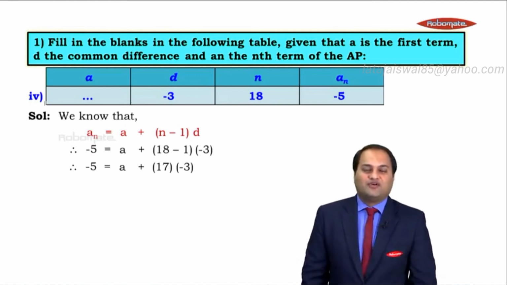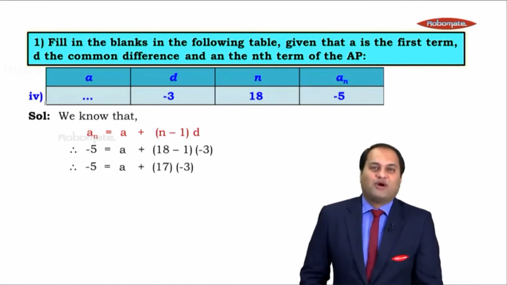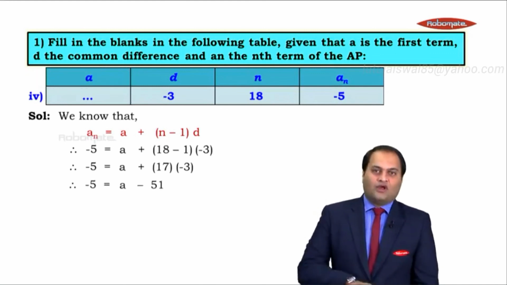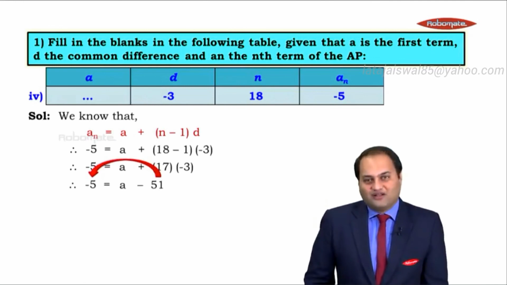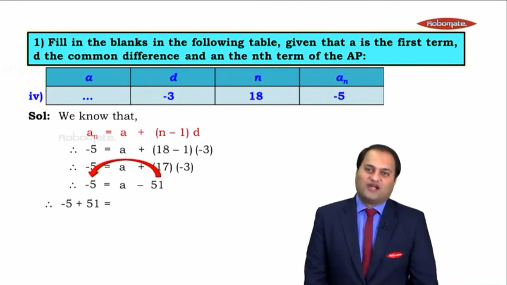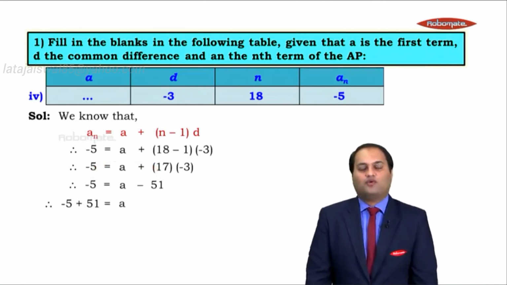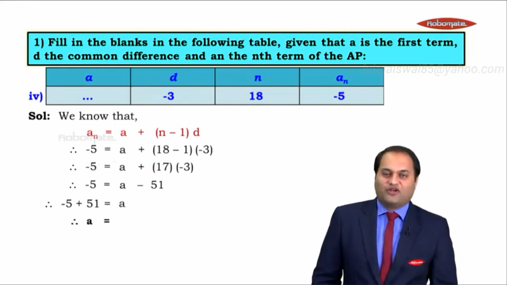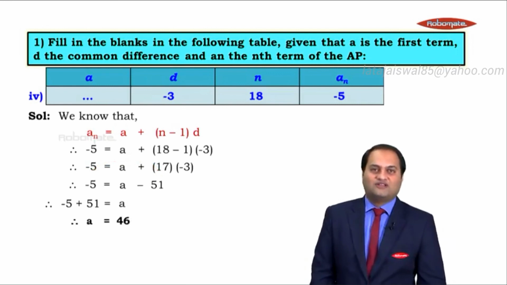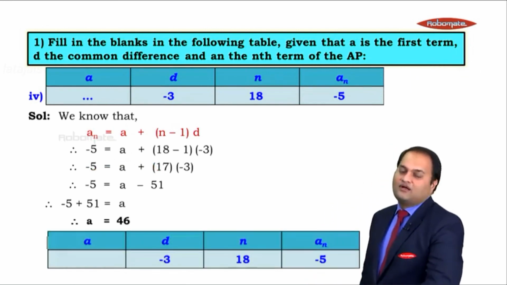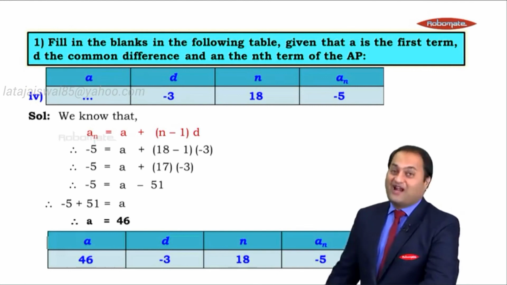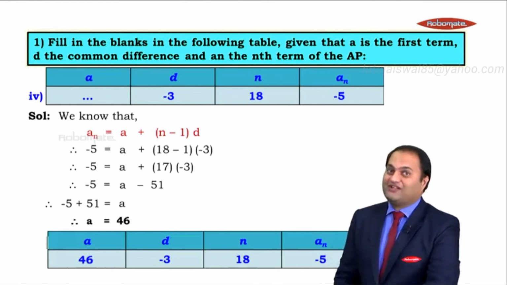So you get minus 5 is equal to a plus 17 into minus 3. So you get minus 5 is equal to a, 17 into minus 3 is minus 51. Knowns on one side, unknowns on the other. Minus 51 goes to the other side, becomes plus 51, is equal to a, right? 51 minus 5 is 46, so a is equal to 46. Just write the final answer. a is nothing but 46. As simple as that, but just remember those calculations, right?